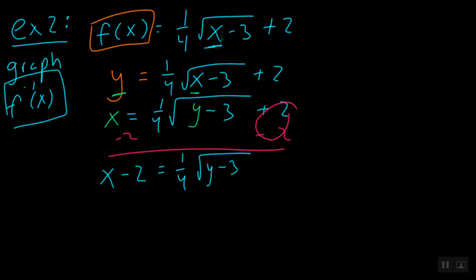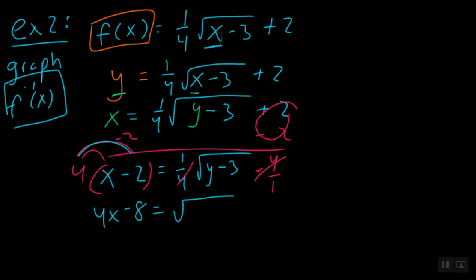And remember, in order to get rid of a fraction, we multiply by the reciprocal, which is 4 over 1. But multiplying by 4 over 1 is simply the same as multiplying by 4. And let's go ahead and even distribute that. We can say, 4 times x is 4x. 4 times negative 2 is negative 8 is equal to the square root of y minus 3.